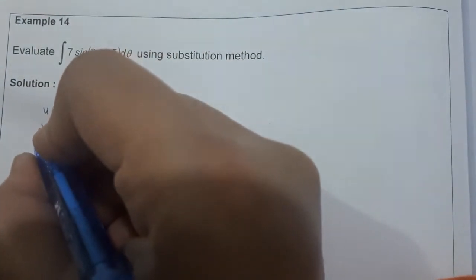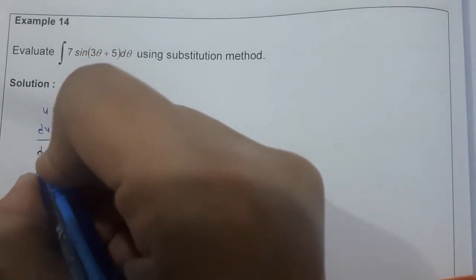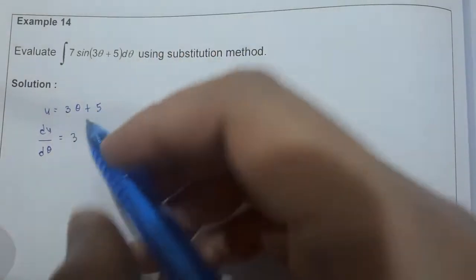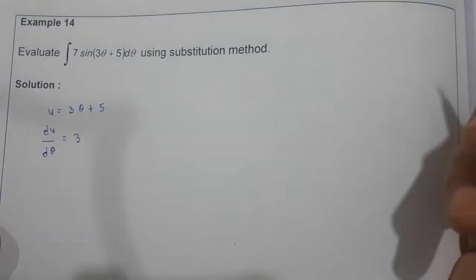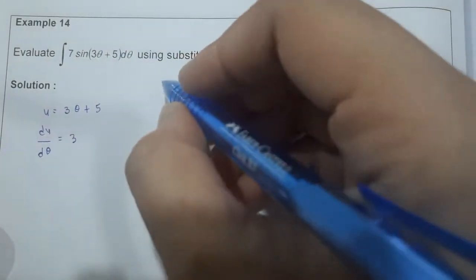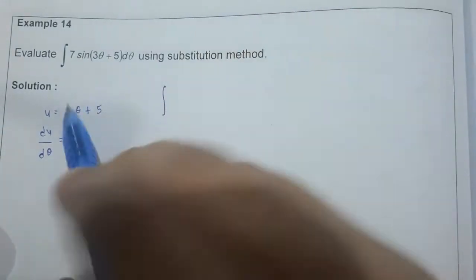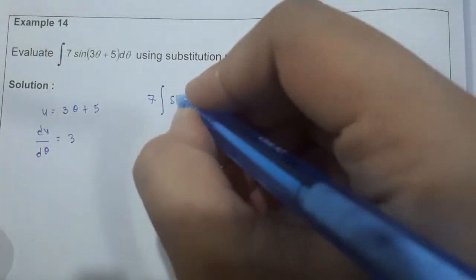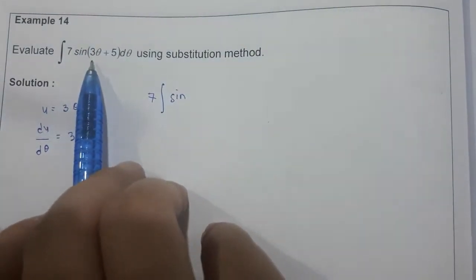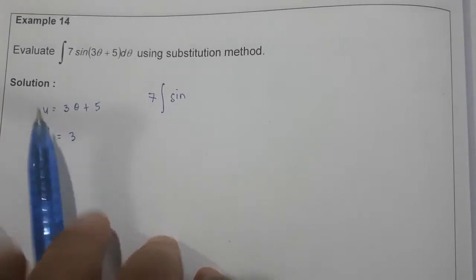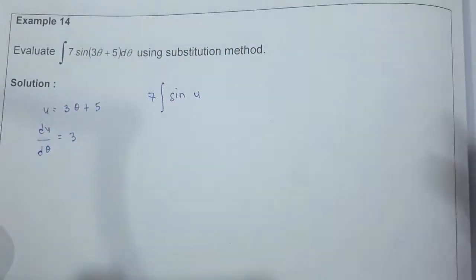Differentiate u, du over d theta. Differentiate 3 theta, we get 3. Differentiate 5, 0. So du over d theta equals 3. Now let's do the substitution. 7 is the coefficient, so we can factorize 7. Sine. Originally we have sine of 3 theta plus 5, so replace 3 theta plus 5 by u. So we get sine u.